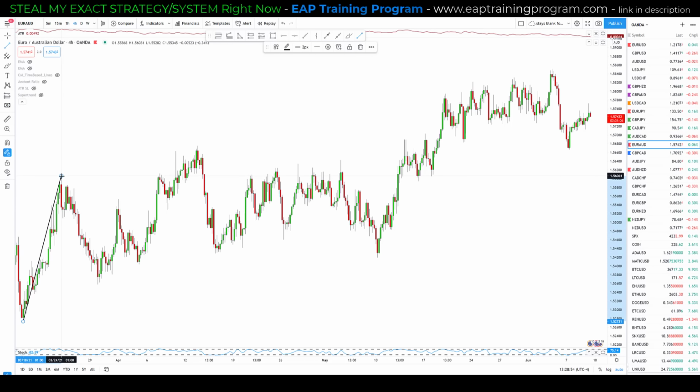We're going up impulsive leg to a swing high. We have a swing low to a major swing high. At this point, what are we waiting on? We're waiting on the bottom of the pullback to be our major swing low. This would be the bottom of our pullback. The only reason we know that is because it breaks resistance here.